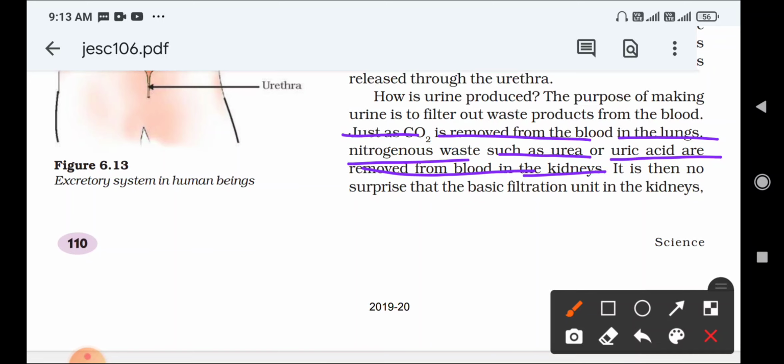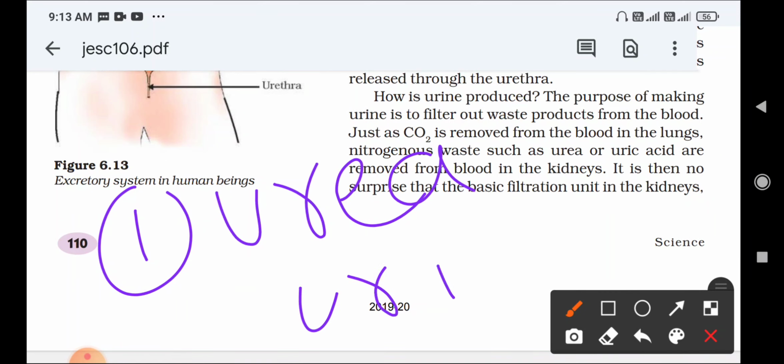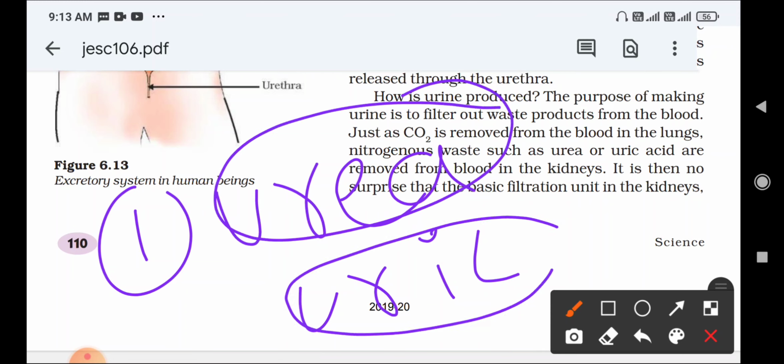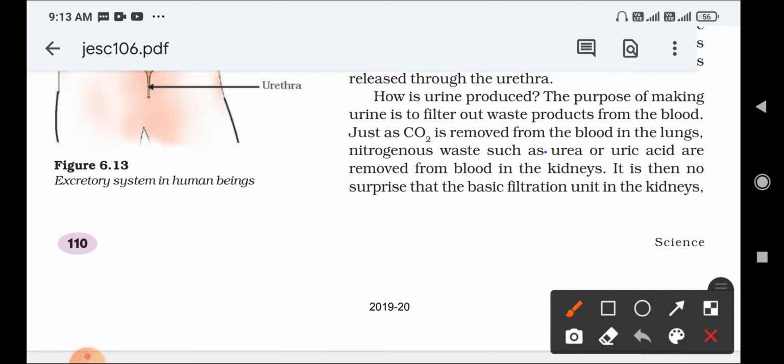Again, an important point: urine contains which acid? You can write urea or uric acid. Remember that. Urea or uric acid are contained in the urine, and they are removed from the blood in the kidneys.